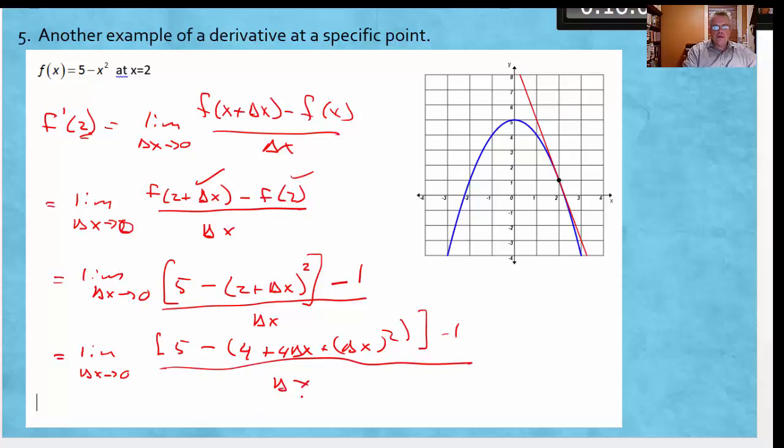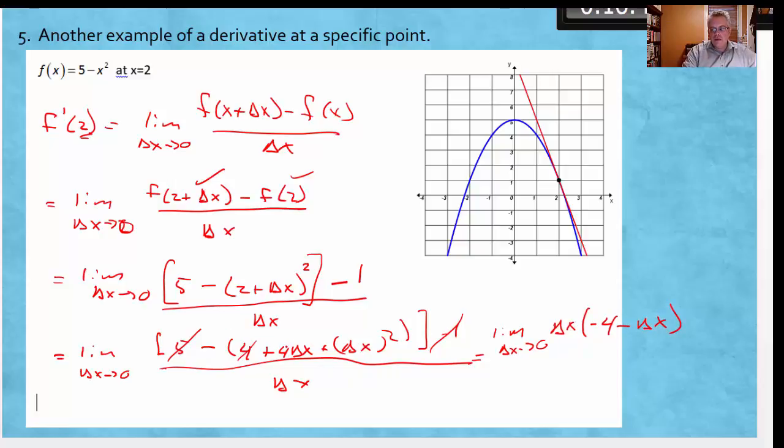I'm running out of room here, so I'm going to do some quick simplification. So this is the limit as delta x goes to 0. All right, this 5 cancels the minus 4 and the minus 1 there. And I'm left with, I'm going to factor out delta x. Delta x times, I have a minus 4 delta x. That's just minus 4 when I factor out the delta x. And I have a minus delta x.